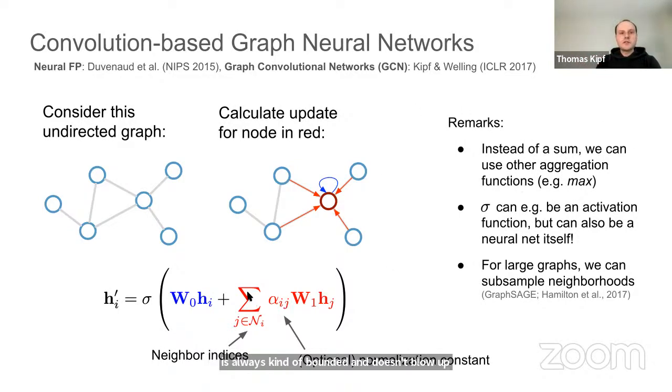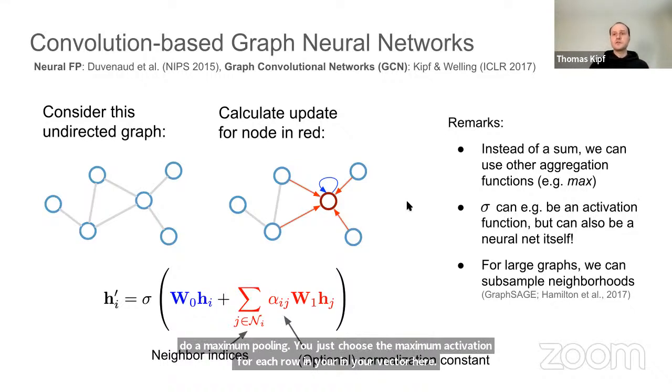Instead of a sum, you can also choose other aggregation functions like a maximum. You don't even have to sum or average. You can also just do a maximum pooling. You just choose the maximum activation for each row in your vector here. This can also be a popular and powerful aggregation function.